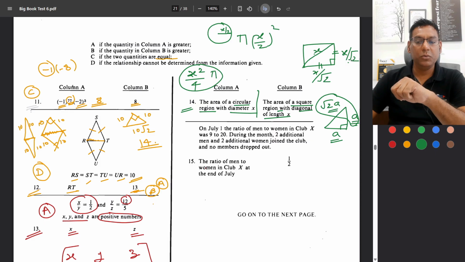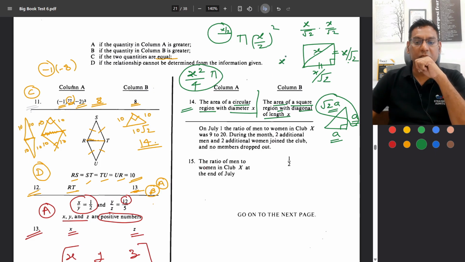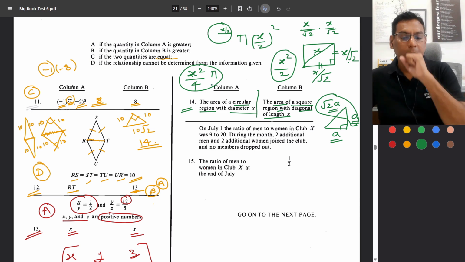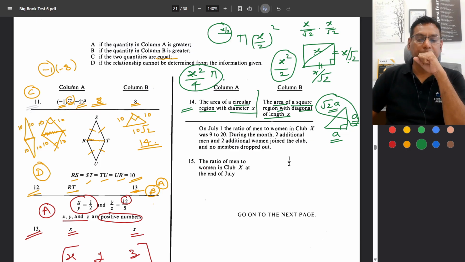So x by root 2 is the side and I need the area, so x by root 2 into x by root 2, that's going to be x square divided by 2. So I need x square by 2 here and x square by 4 into pi. How do I bring it? Let's get everything.